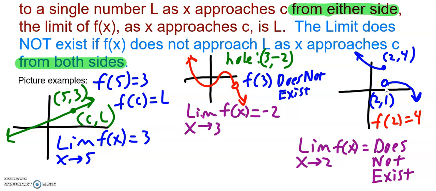Those don't match up. So the limit does not exist if f of x does not approach L, which just means the same value, as x approaches c from both sides.